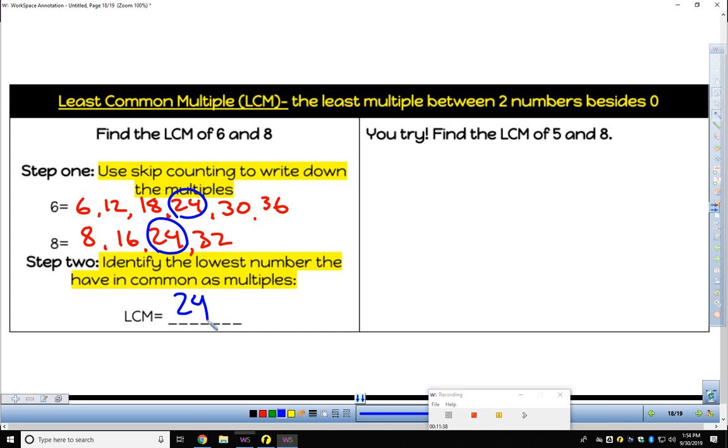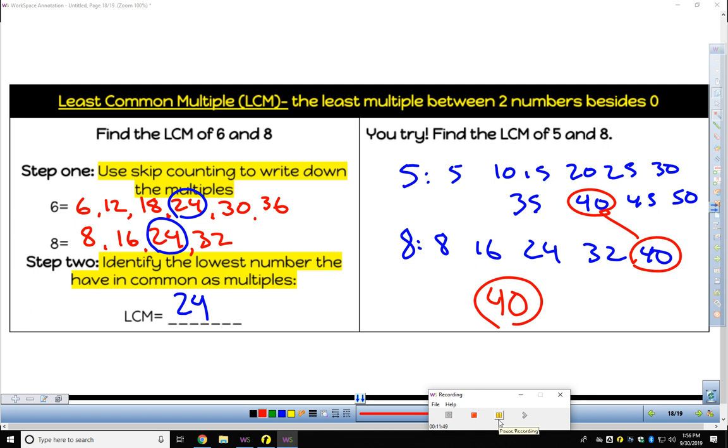This should be a review from 5th grade math. Pause the screen and try it here. So the lowest common multiple of 5 and 8 is 40 when I listed the multiples out. And you'll also note in this particular case, 5 times 8 is 40.